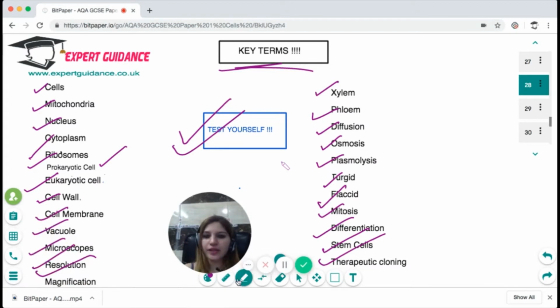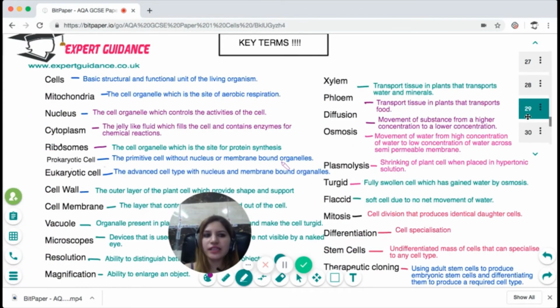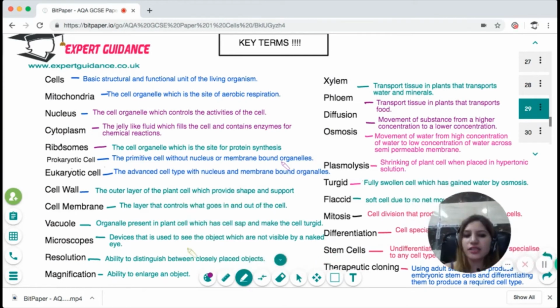Okay, so I hope now you have written these answers on what is the meaning of these key terms. Now let us look at your answers. What are cells? Cell is a basic structural and functional unit of the living organism. Mitochondria is the organelle, which is the site of aerobic respiration. Nucleus is the organelle, which controls the activities of the cell. Cytoplasm is a jelly-like fluid which fills the cell and contains enzymes for chemical reactions. Ribosomes are the cell organelles for the site of protein synthesis.